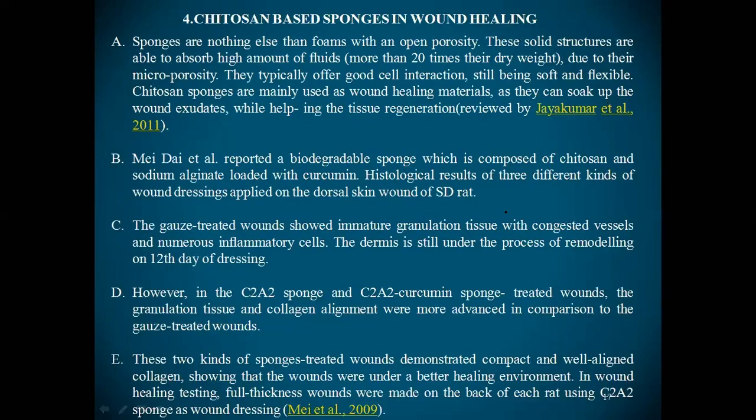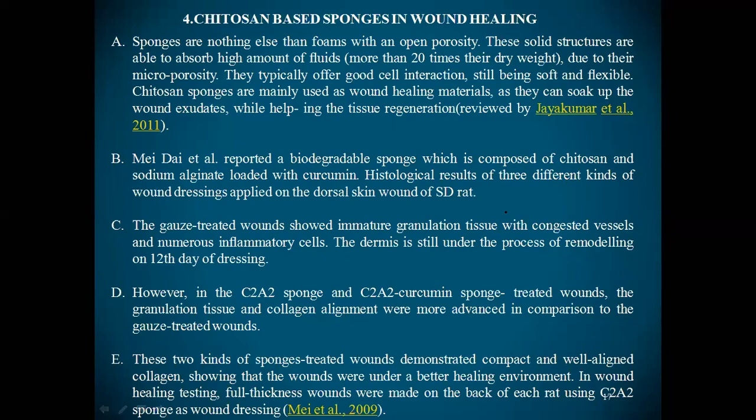The chitosan based sponges in wound healing. Sponges are a new material in biomedical formulations. Why are sponges chosen? Because sponges have a high fluid absorption capacity, they release drugs in a controlled release manner, and they have a wide variety of properties. Chitosan based sponges were explained by Meade and their group.